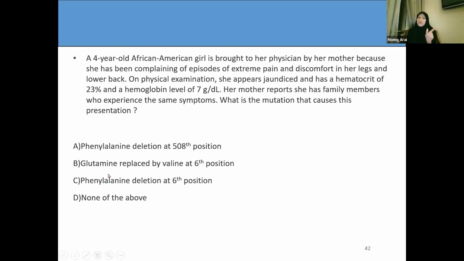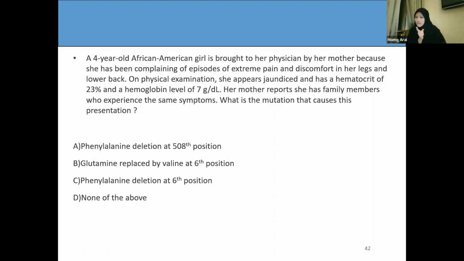Glutamic acid. Okay, so why not B? Because it's glutamic acid or glutamate, as you guys said, not glutamine. This whole sentence is correct. It's replaced by valine at the 6th position. That's fine, but it's not this amino acid. So the answer is D. Yes, glutamine is in Huntington. Good job. So D is none. D is the correct answer, and I have the answer in all the notes.